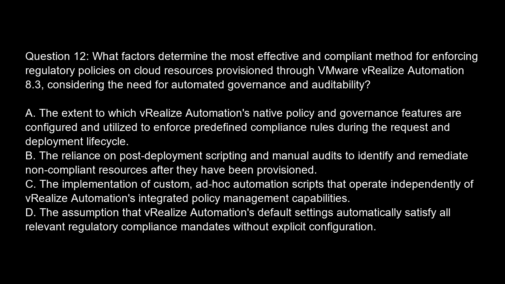Option A. The extent to which vRealize Automation's native policy and governance features are configured and utilized to enforce predefined compliance rules during the request and deployment lifecycle. Option B. The reliance on post-deployment scripting and manual audits to identify and remediate non-compliant resources after they have been provisioned. Option C. The implementation of custom, ad hoc automation scripts that operate independently of vRealize Automation's integrated policy management capabilities. Option D. The assumption that vRealize Automation's default settings automatically satisfy all relevant regulatory compliance mandates without explicit configuration.